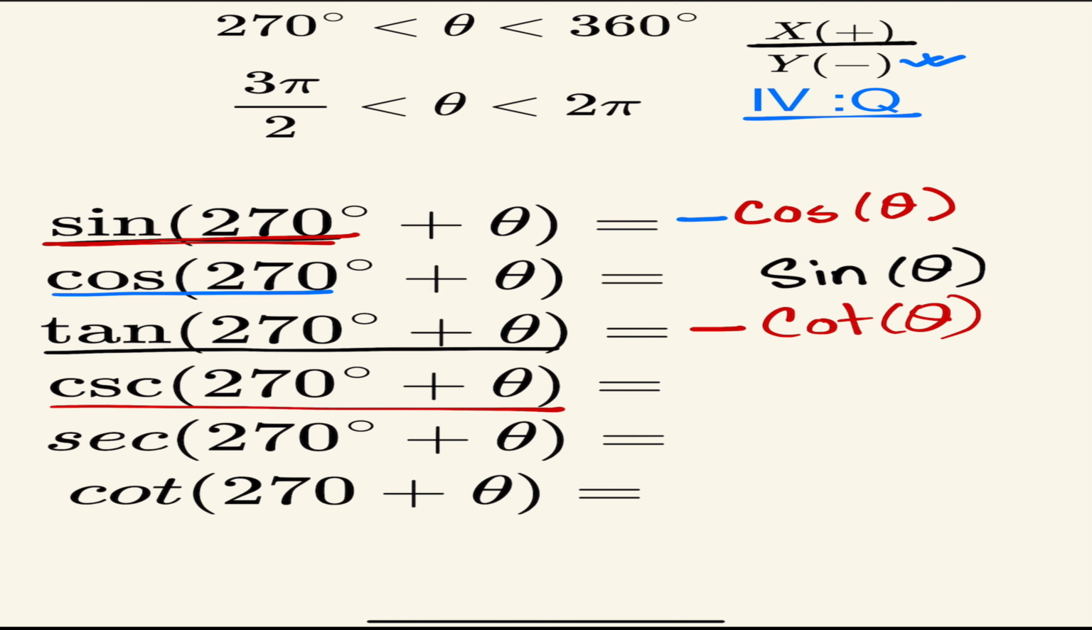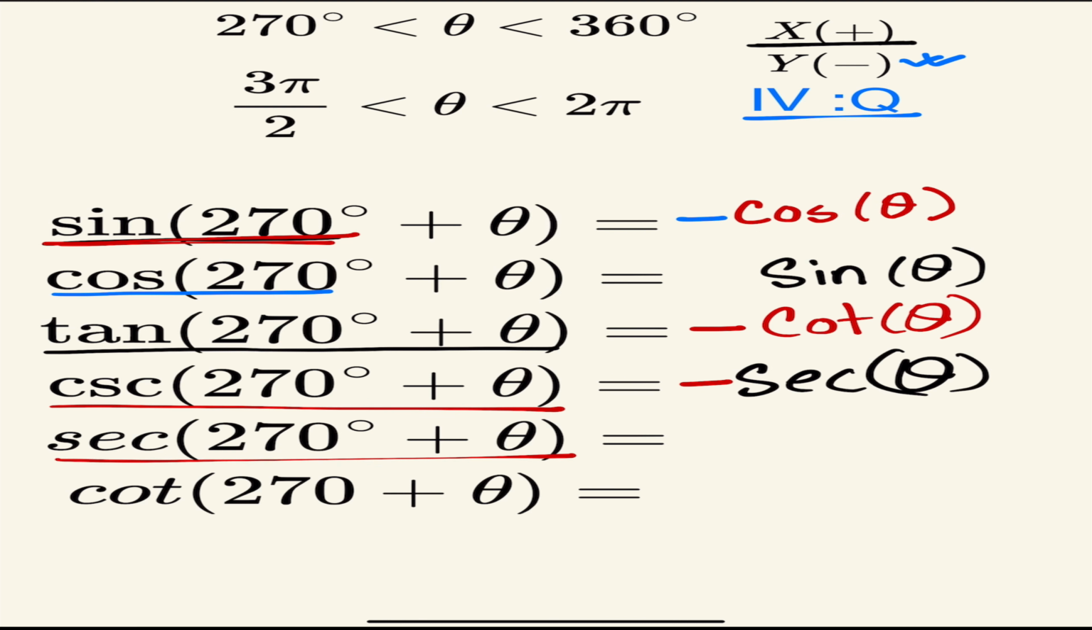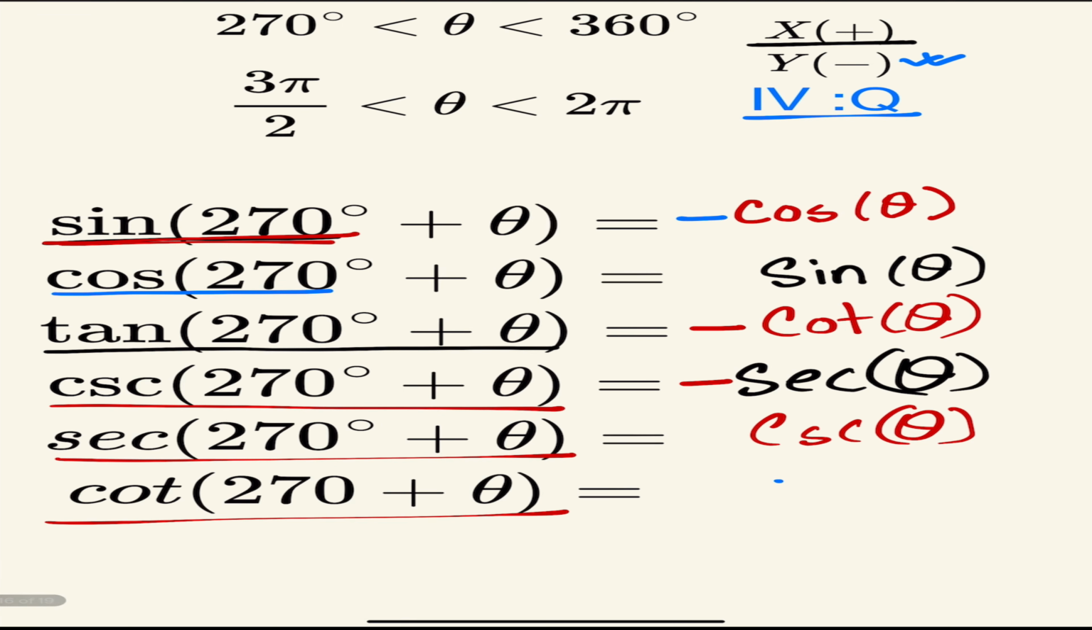For cosecant, it's going to be the same. Here cosecant is just going to be secant theta, but obviously you have to change the sign. And for secant, it's going to be just cosecant theta, but you don't have to change the sign. But cotangent is going to be just tan function, tan theta, but you have to change the sign.